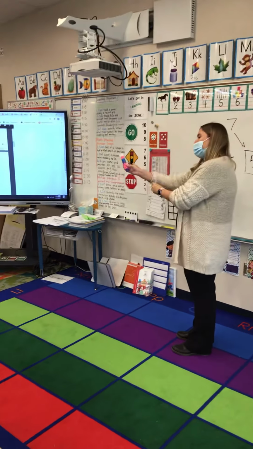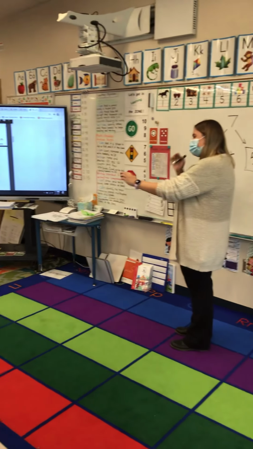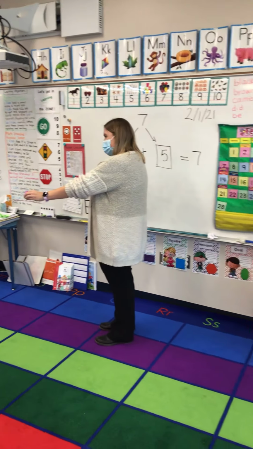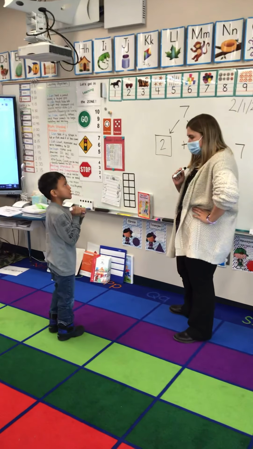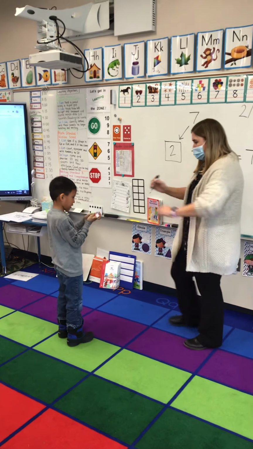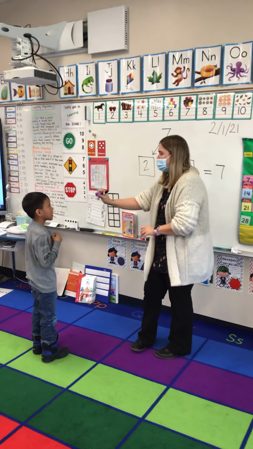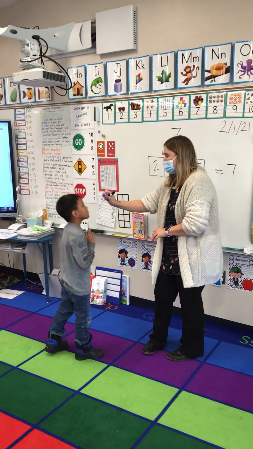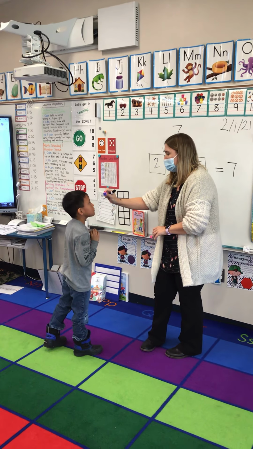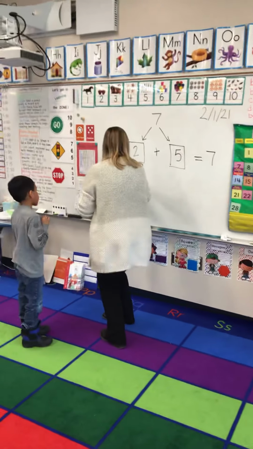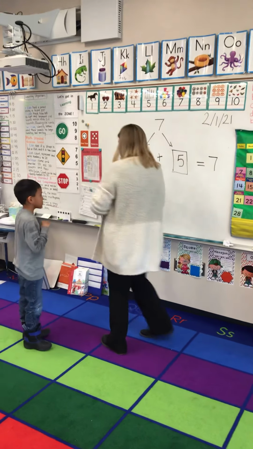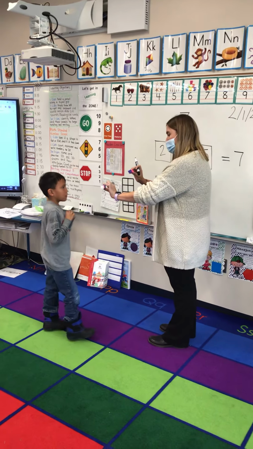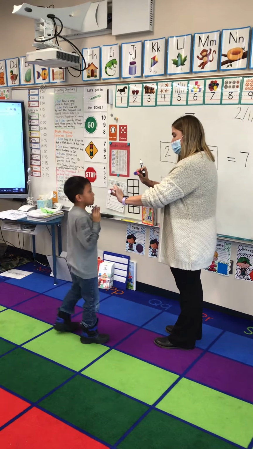Jason, come up here and split this apart in a different way for me. She already did 2 and 5. Can you figure out a different way to break it apart? Okay. How many is in this side? 3. So what should I put in this box right here? 3. I'm going to add some more. How many more do I have? 4. I'm going to put that.